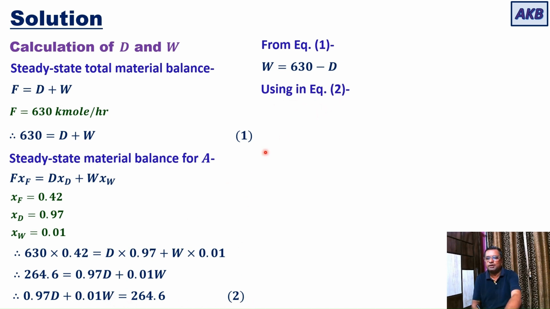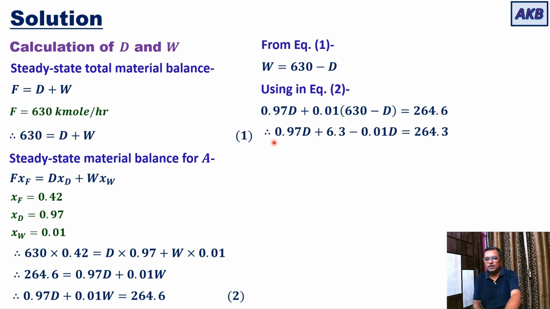So wherever there is W, I am going to replace it with 630 minus D. So that will be 0.97 D plus 0.01 into 630 minus D, that is equal to 264.6. Further simplification, you have 0.97 D plus 6.3 (0.01 into 630 is 6.3) minus 0.01 D, that is equal to 264.6. That is 0.97 D minus 0.01 D, that is equal to 264.6 minus 6.3. So I have taken 6.3 to the other side, and I am getting this equation.